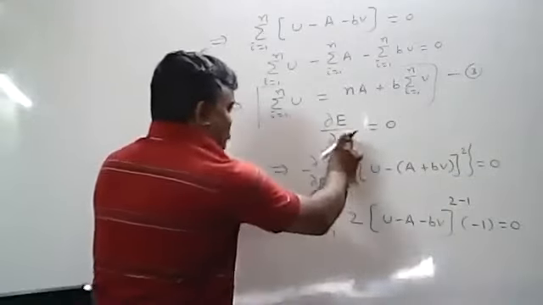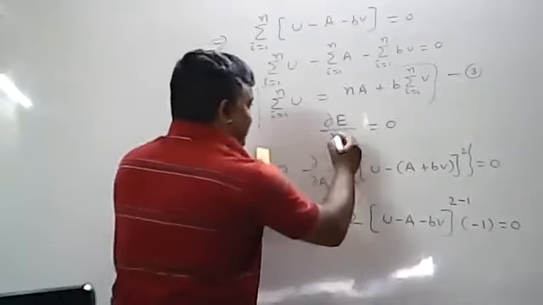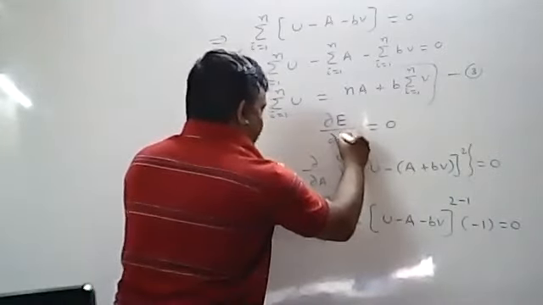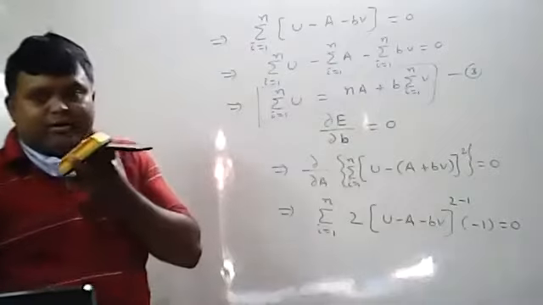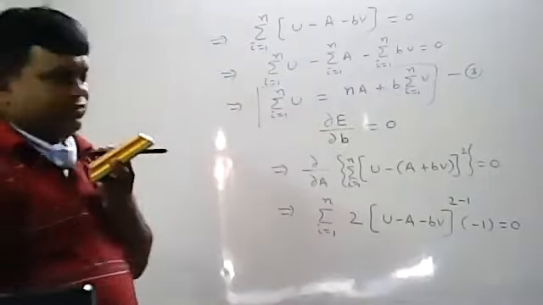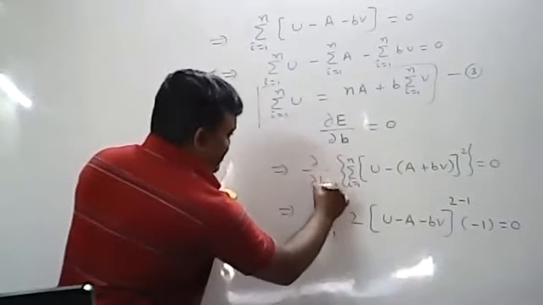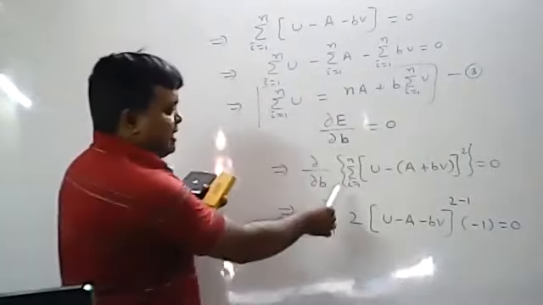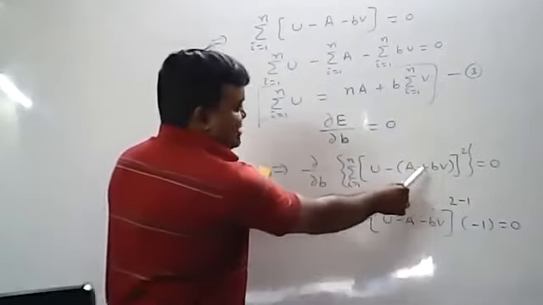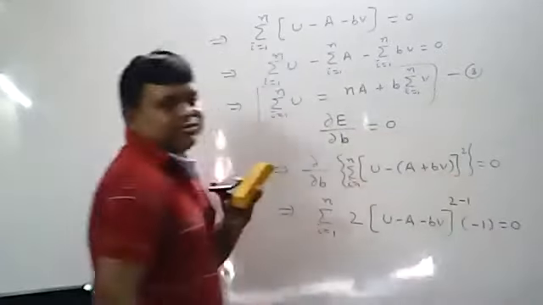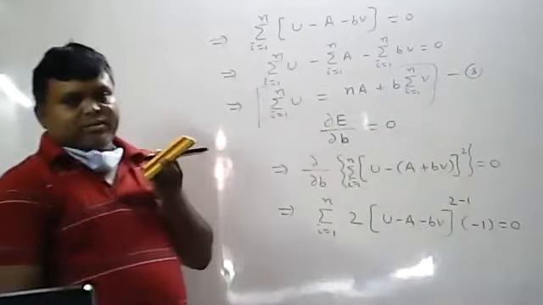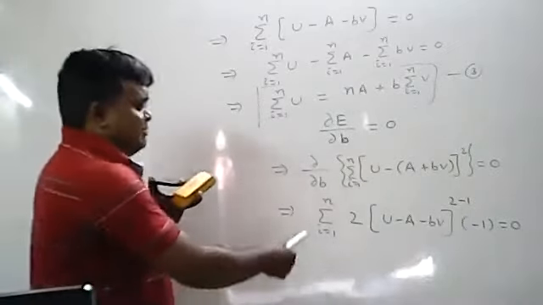Consider ∂E/∂b equal to 0. I will change here only. ∂E/∂b equal to 0. E means the same thing, so I will consider ∂/∂b of E, which means summation i equal to 1 to n of (u minus (A plus bv)) whole square, equivalent to 0. Same formula.